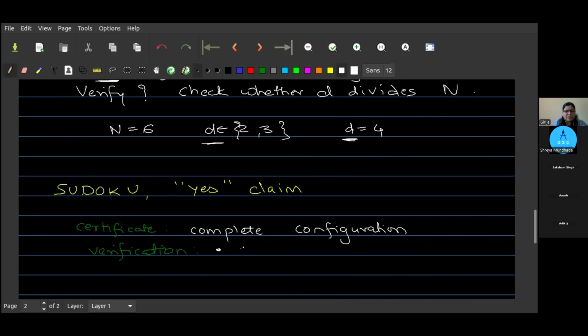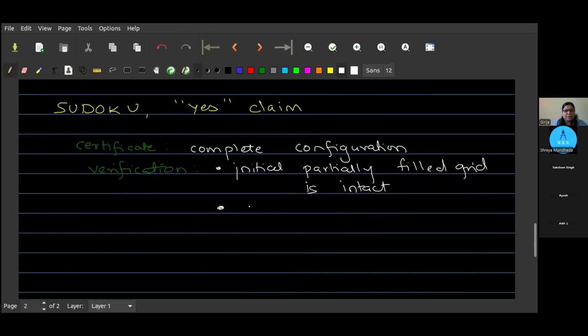That the initial partial grid is not changed, right? Initial partially filled grid is intact. That has not been modified. And the n rows, I will just say n rows are valid. You mean what valid is? Every number should appear exactly once. Similarly, n columns are valid. And n subsquares are valid.